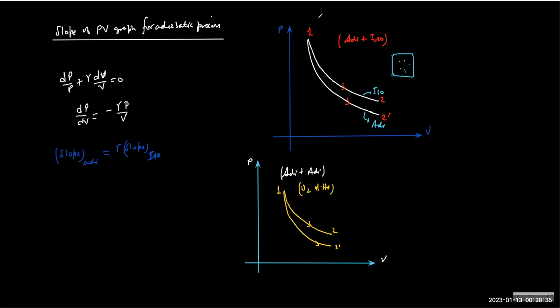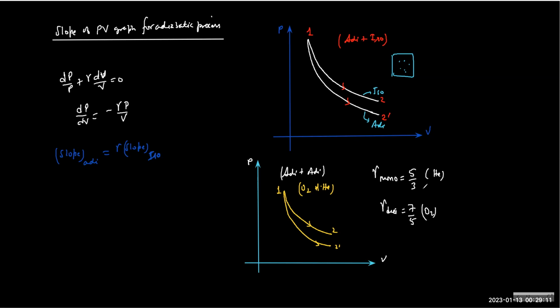Sir, 1 to 2 dash is oxygen. So gamma is okay. When you have both adiabatic, then you have to compare the gamma, because the more the gamma, the more the slope. So which one is having more gamma, monatomic or diatomic? So gamma for the mono is 5/3, and di is 7/5. So this is helium.